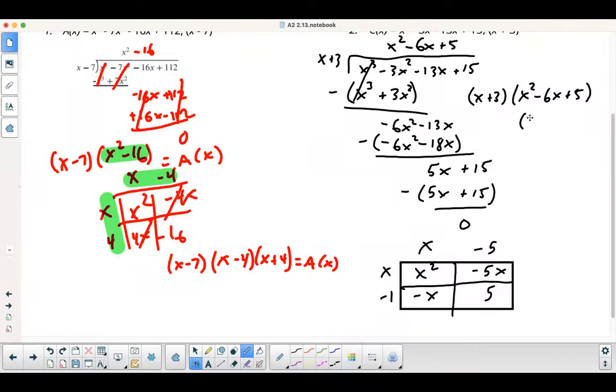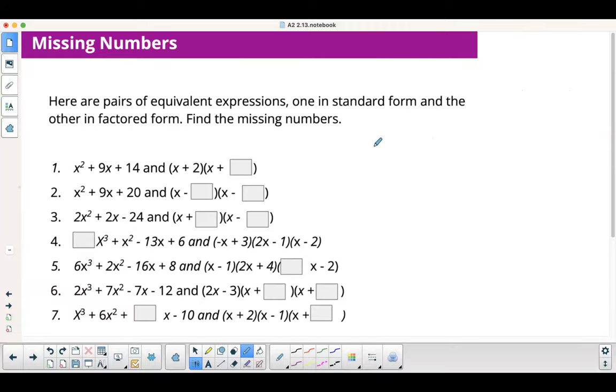So I can replace this as x minus 1 times x minus 5. And then I have the x plus 3. So this would be my final answer. Okay. All right, missing numbers.